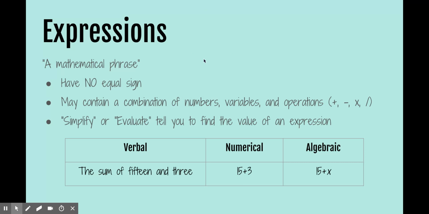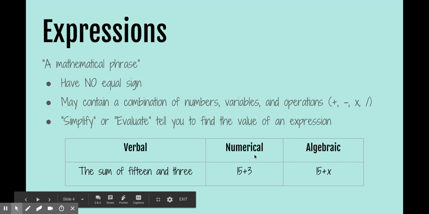So we're going to start at the beginning, basically expressions and equations. So expressions and equations are very similar. They are just combinations of numbers, variables, operations, but expressions have no equal sign. And so with an expression, you can represent it these three ways. You have verbal, where you're saying it with words. You have numeric, where it's with numbers. And then you have algebraic, where you have a variable somewhere in there.